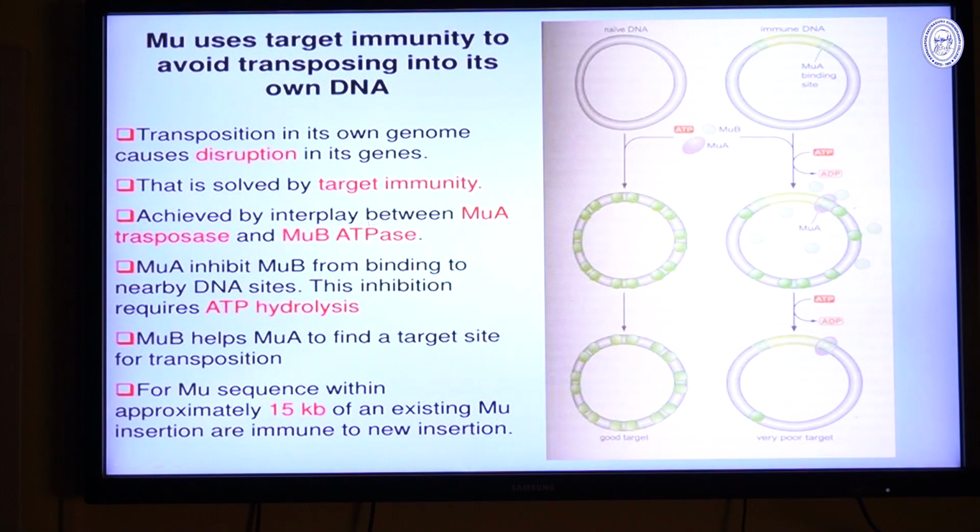This is achieved by two proteins known as MuA and MuB ATPase. MuA inhibits MuB from binding to nearby DNA sites. This inhibition requires ATP hydrolysis, as a result of which MuB helps MuA to find a target site for transposition, and then it gets transposed into a new DNA.